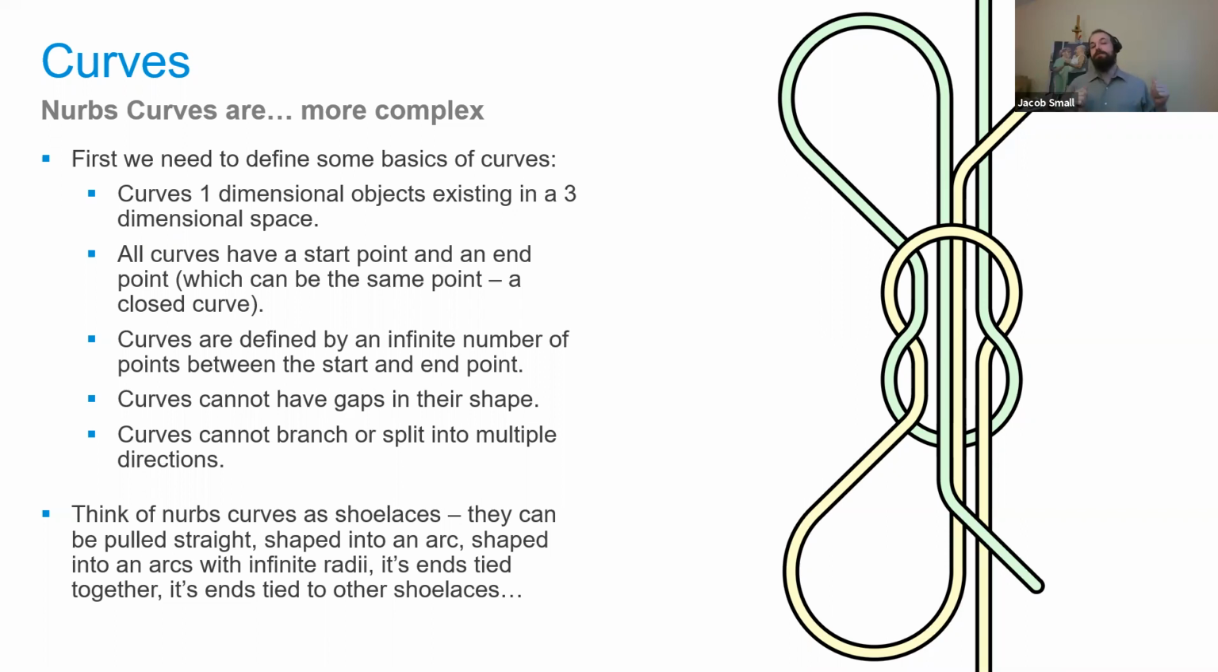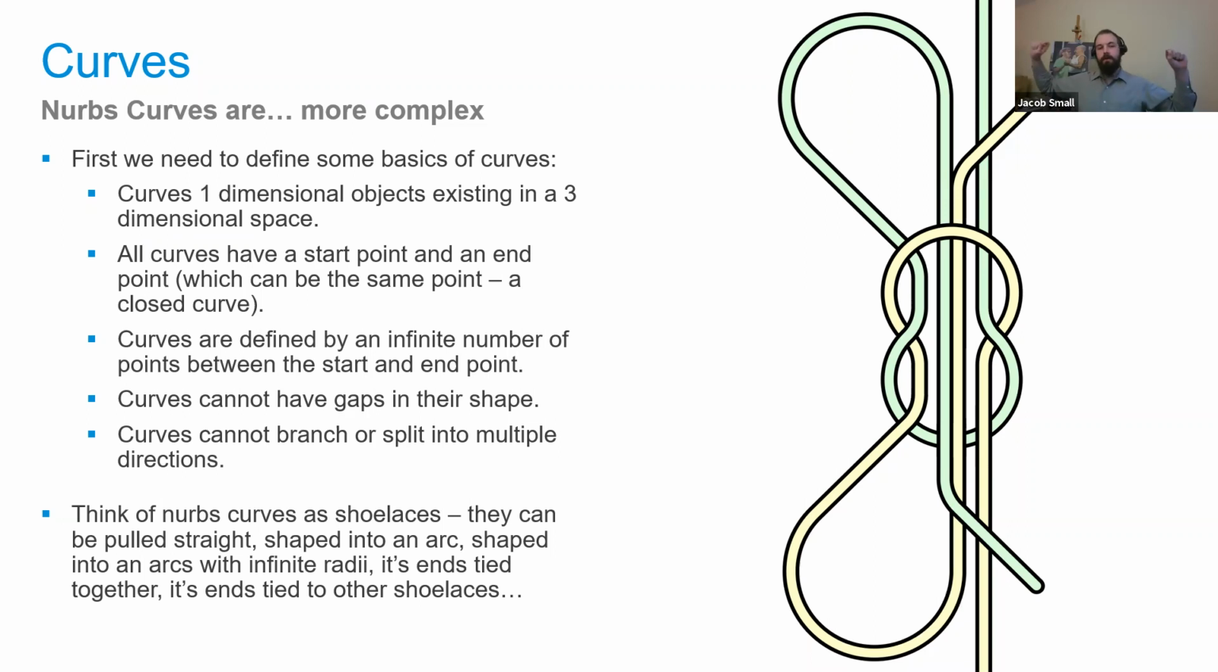So no gaps. They also can't branch. So I can draw the letter L as a curve, but I can't draw the letter Y. I have to go back over myself, or I'd have to split out in 2 directions. All of those things are no-goes. As long as you don't do that, you can have a curve. Now, NURBS curves, the way I like to think of them is shoelaces. They can be pulled taut. I can grab 2 ends of the shoelace and pull it really tight, and I'm going to get a perfectly straight line where I'm evenly pulling on both ends.